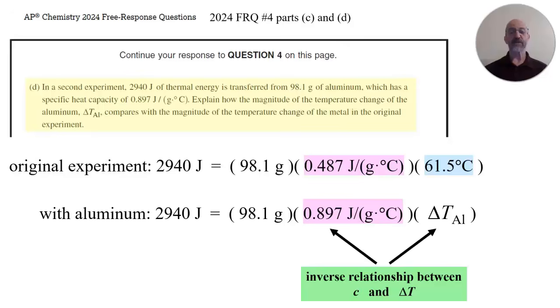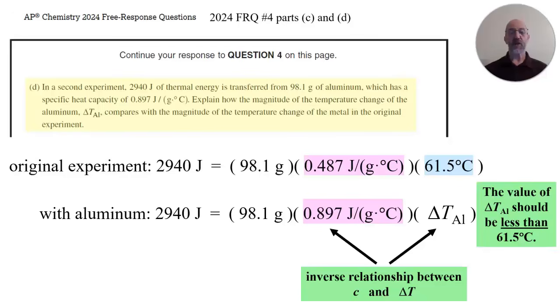So there's an inverse relationship between the specific heat capacity and the change in temperature. So when I say that there's an inverse relationship between C and delta T, what I mean is that a larger value of C would result in a smaller value of delta T. That is the intent of part D of this question. So the value of delta T for the aluminum should be less than 61.5 degrees Celsius, and that's because we have a larger value of C and we would expect a smaller value of delta T.